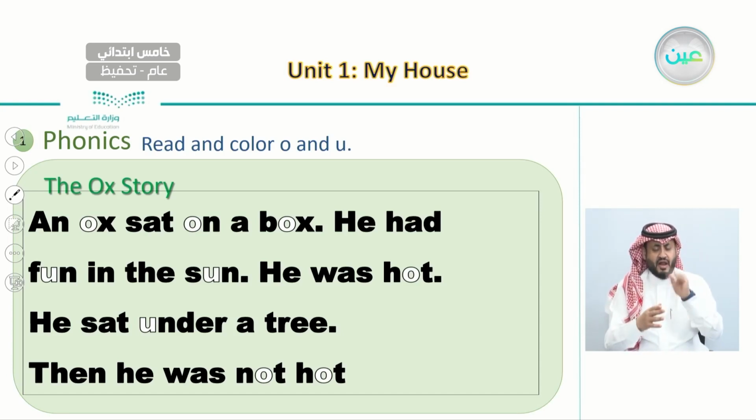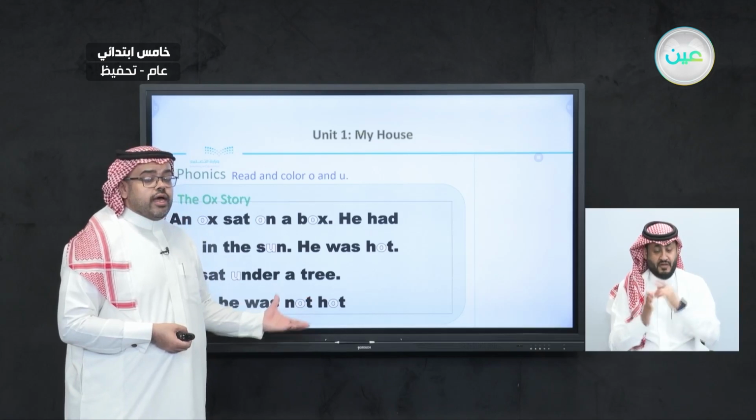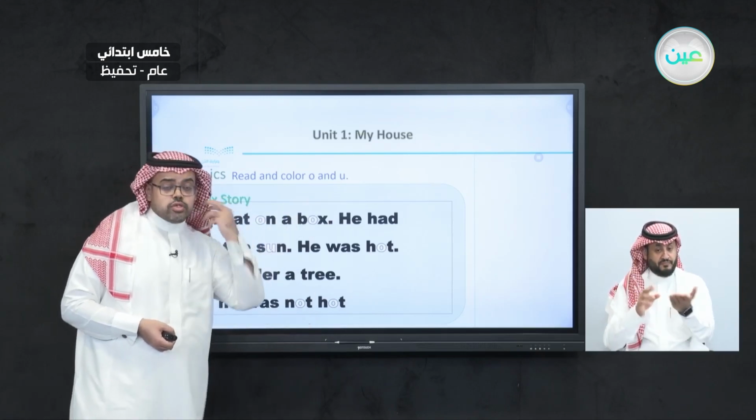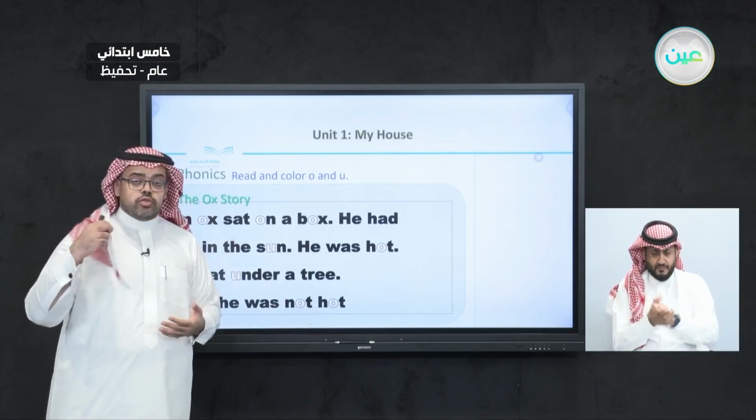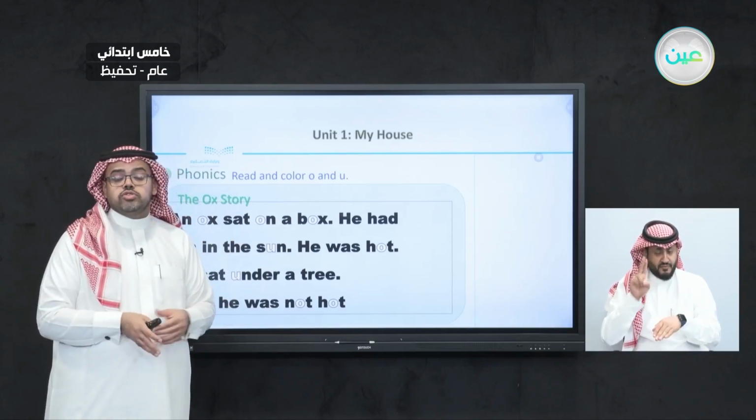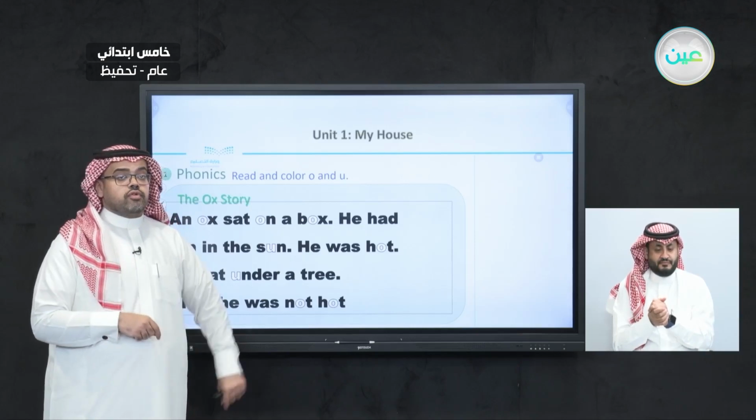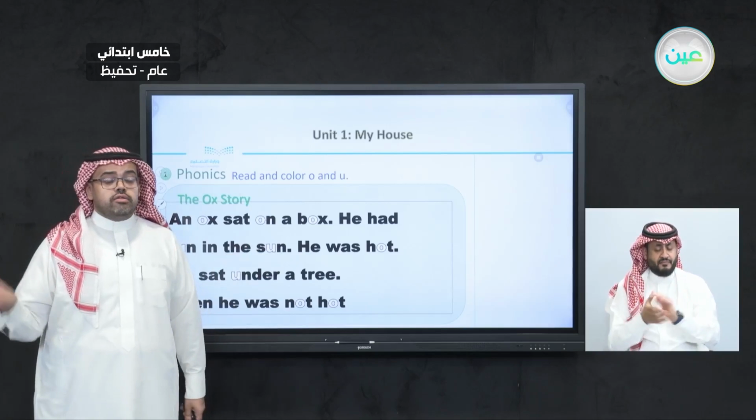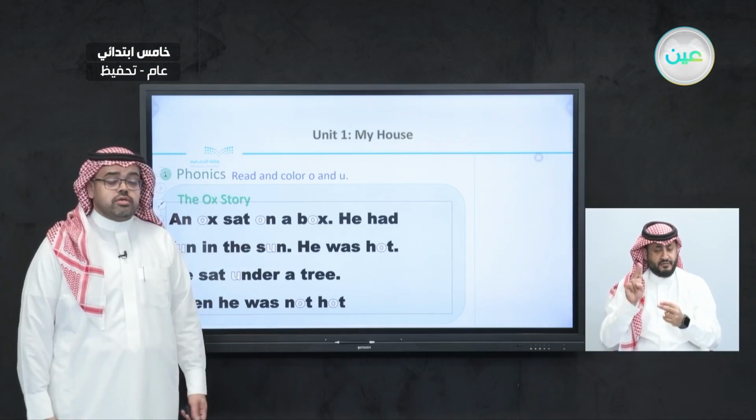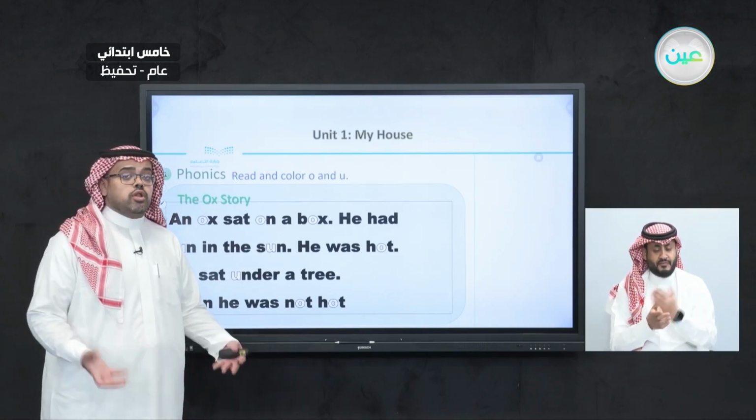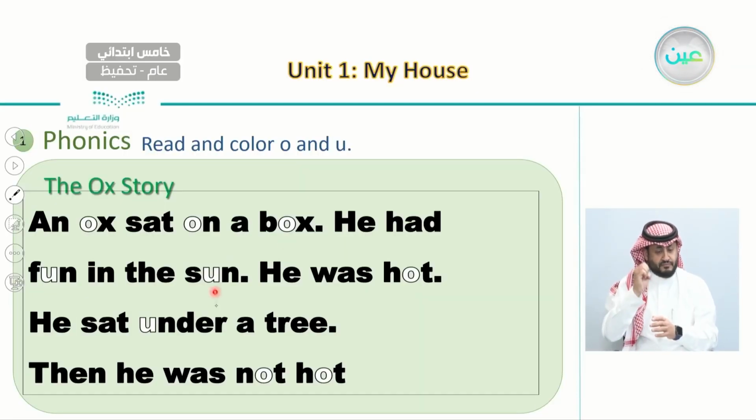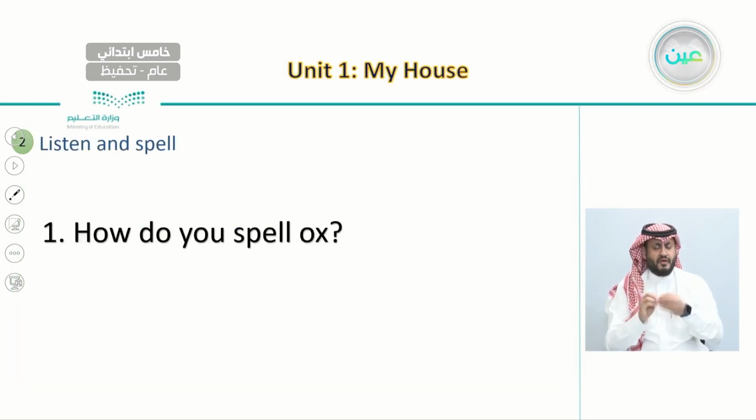So in this text, we have a lot of words with O and U. And we said that in order to know the differences between these two letters, you can color the letter O with one color, and color the letter U with a different color. This will help you learn the differences. For example, on, box, hot, under, and other words with O and U.